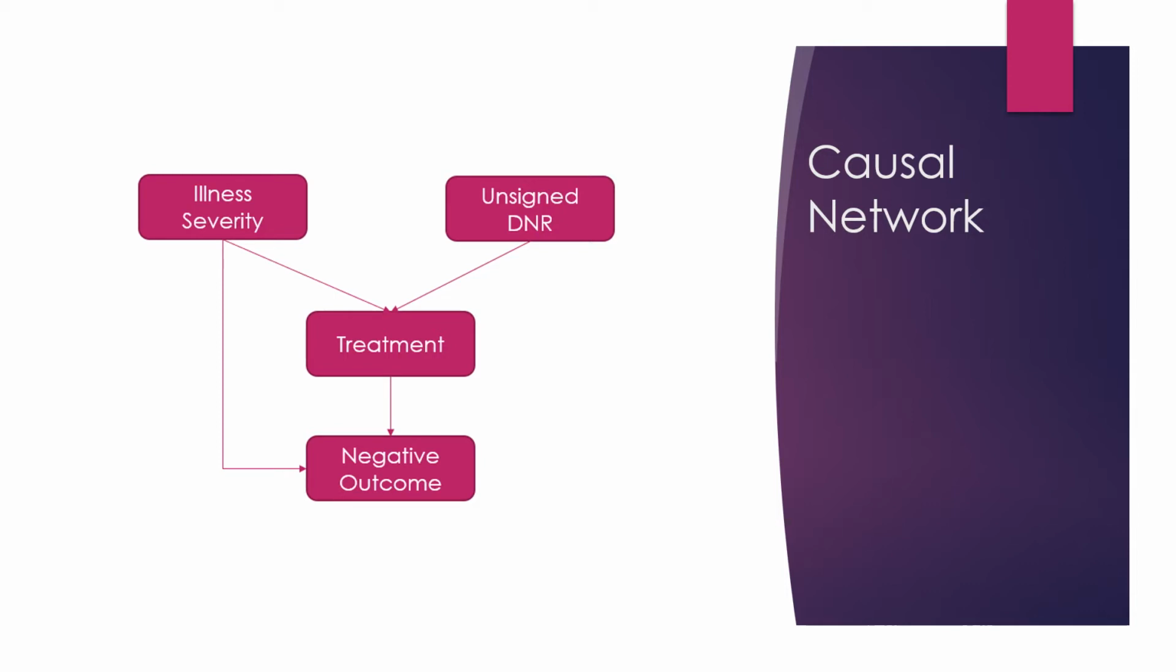As shown in the diagram, we can see the following causal network based on our prompt, and we can conclude the following. Illness severity and unsigned DNR causes treatment to occur. This is referred to as common effect. Treatment causes negative outcome. The probability of illness severity is independent of unsigned DNR. Illness severity causes negative outcome. DNR indirectly causes a negative outcome.